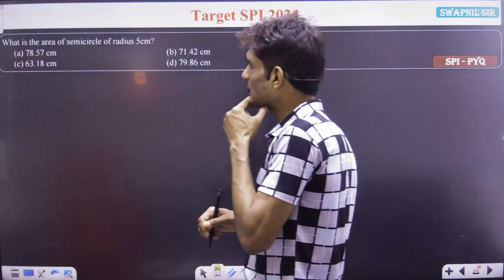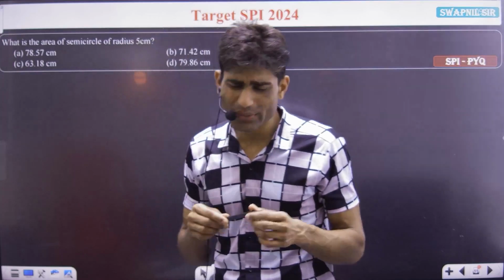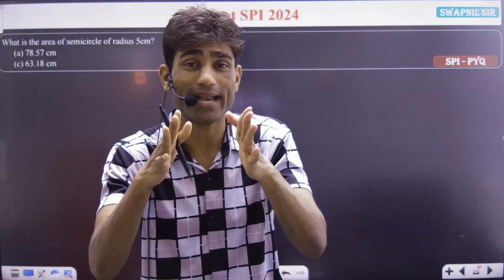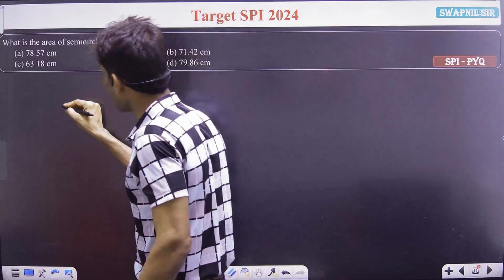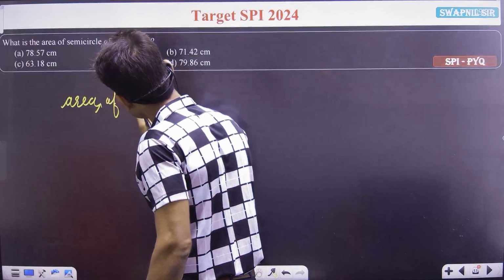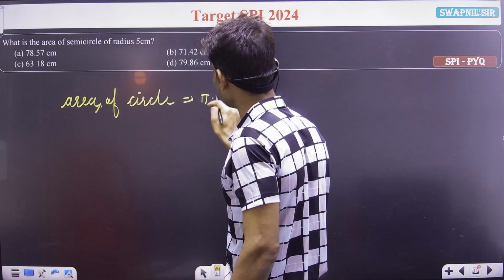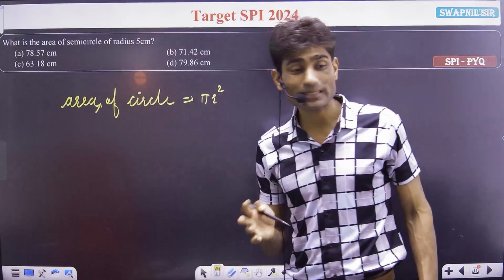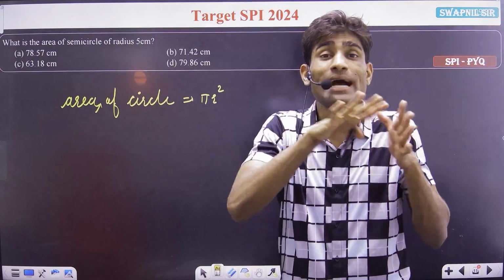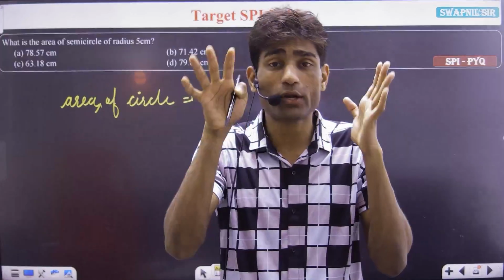Now the next question: what is the area of a semicircle of radius 5 centimeter? In this condition we need to know the area of a circle. So what is the area of a circle? Let me write it: area of a circle is pi r square. A semicircle means half of the circle, half part of the circle.